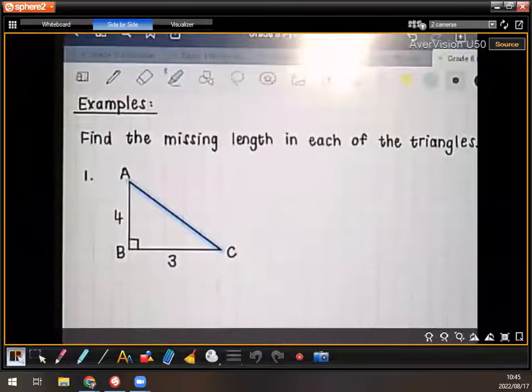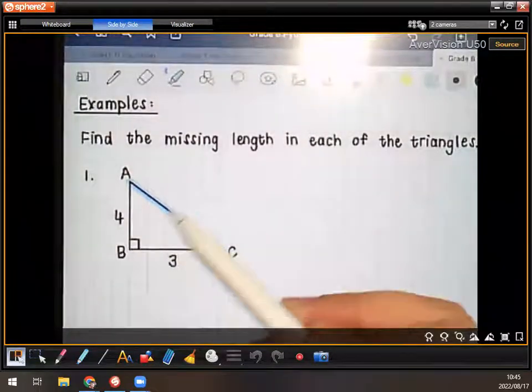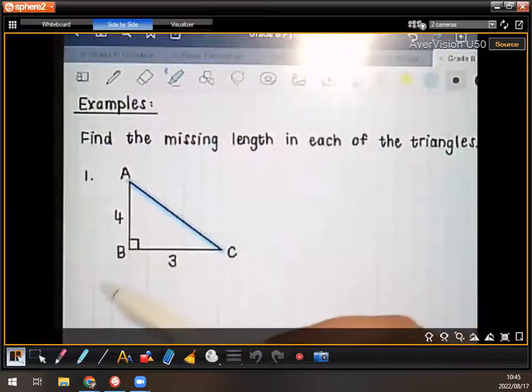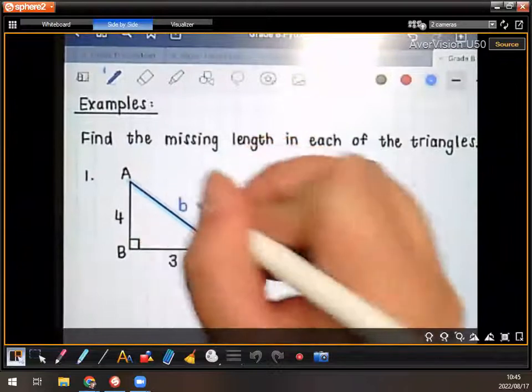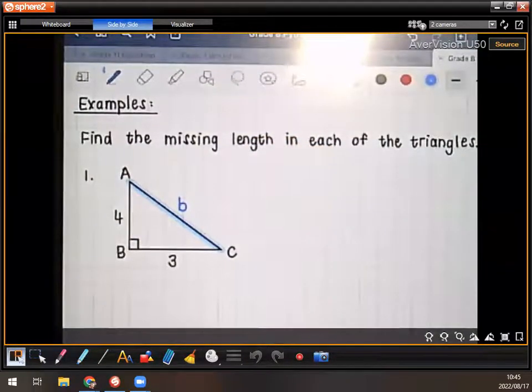What else can I call that side? If I don't want to call it AC, I can also call it small b, because it's opposite angle B. So let's fill that in there. Again, guys, if you want to use this lowercase letter notation, you're more than welcome to. Otherwise, you can just write AC. You need to be able to adapt to what they're putting in the text. So we need to find side b or side AC.